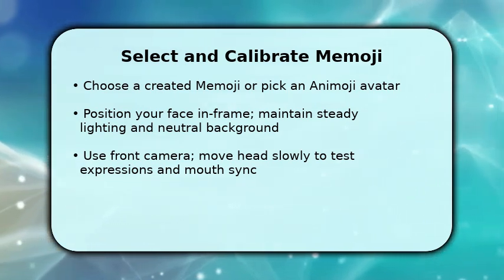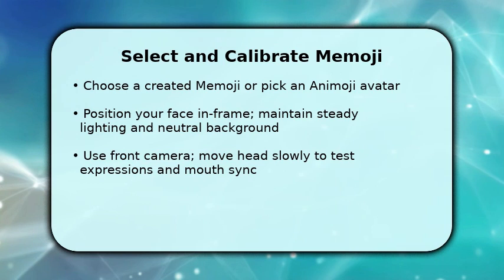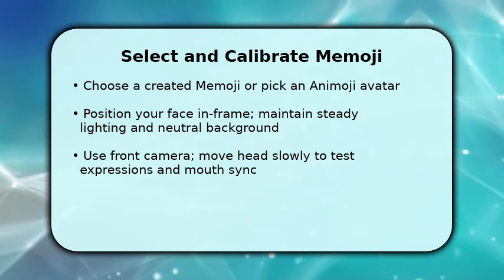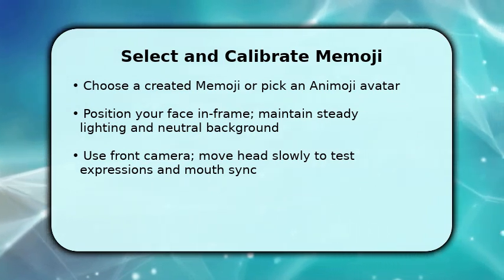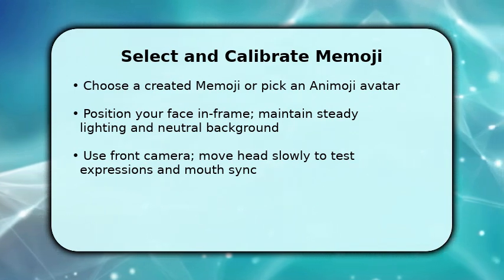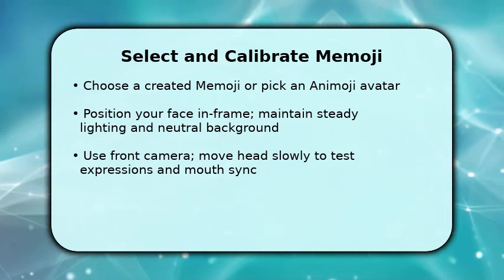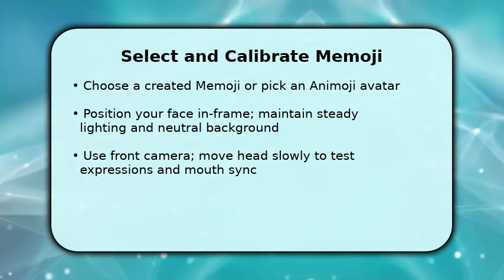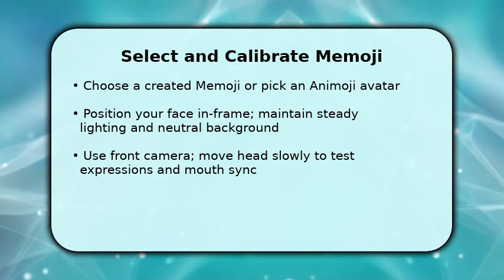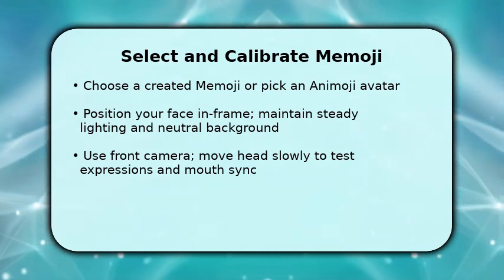Speak a few sentences and raise your eyebrows to test eye movement, then smile to check mouth tracking. If tracking lags, move slightly closer or farther until motion feels natural. This helps the software match your facial bones to the avatar in real time. You're ready to record or use Memoji live in a call.